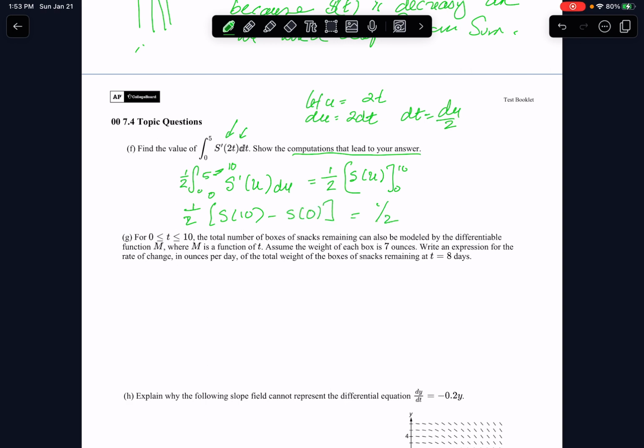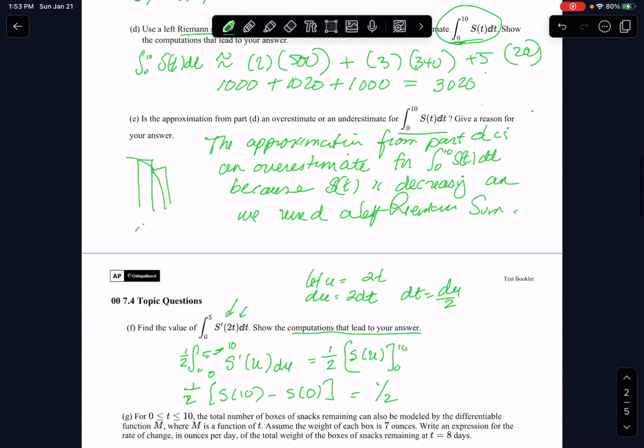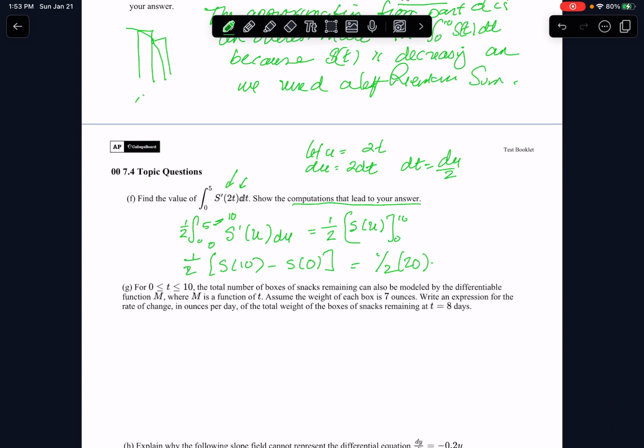So that's 1/2. What is S of 10? S of 10 is 20. So 1/2 of 20 minus 500 is negative 480 over 2, which is negative 240 boxes. Okay, so find the value of 0 to 5 of S prime of t, 2t dt and show the computation. So we have negative 240 boxes, and we should get boxes. This time it makes sense. It doesn't really make sense in the context of the problem, but at least we know our units this time.